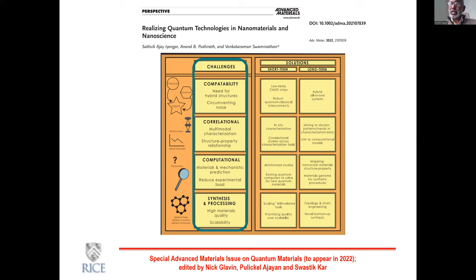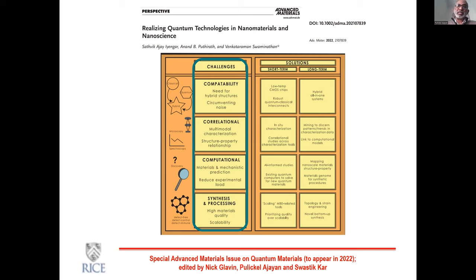And computational is very interesting because that has really blossomed in the last many years. I think this whole idea of materials genome and similar machine learning based approaches has allowed us to focus in on certain things and make experimental work comparatively less difficult.